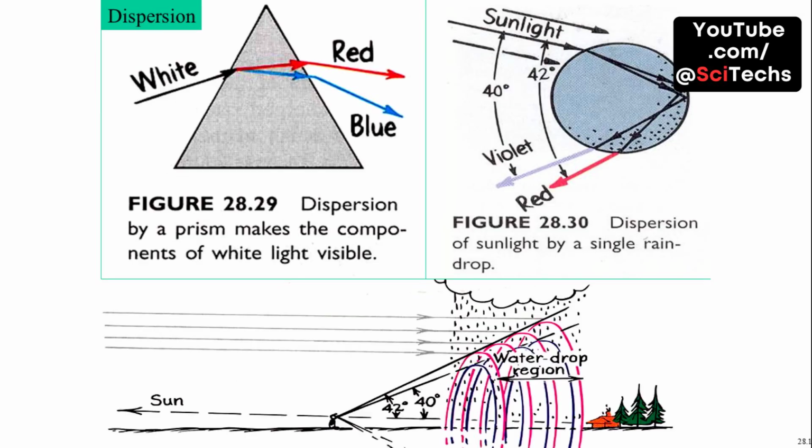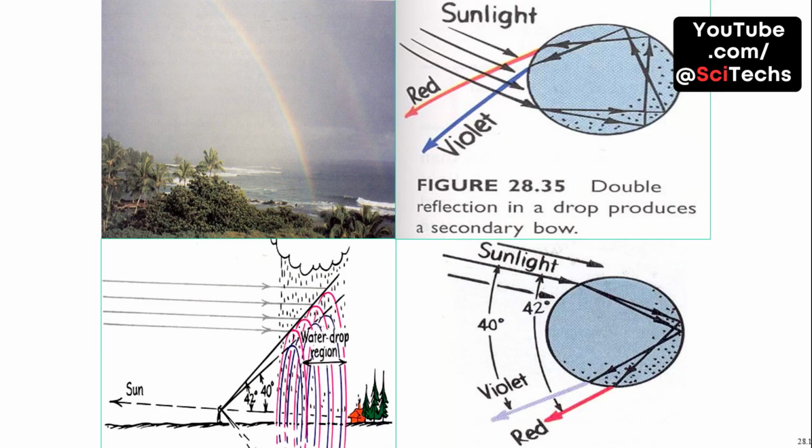Dispersion occurs when white light is separated into its component colors, such as when light passes through a prism. This phenomenon is responsible for the beautiful spectrum of colors we see in a rainbow. A double reflection within a raindrop can produce a secondary rainbow, which is fainter and has reversed colors compared to the primary rainbow. This occurs due to the complex interactions of light within the drop.